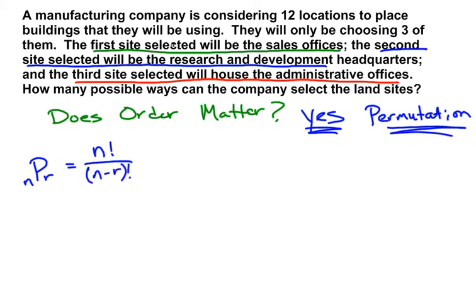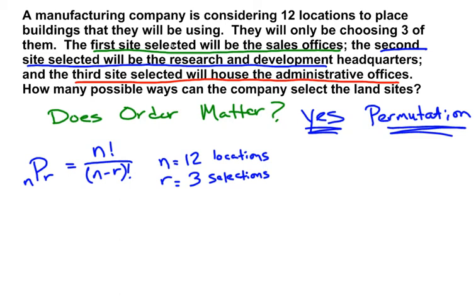Well, what is n here? N is the number of items that we're looking at total. So n is this 12 locations. And R represents the number of items that we're selecting out of the group. So in this case, R would be the 3 selections. Okay, so we have 12 total locations. We're going to select 3 out of those.